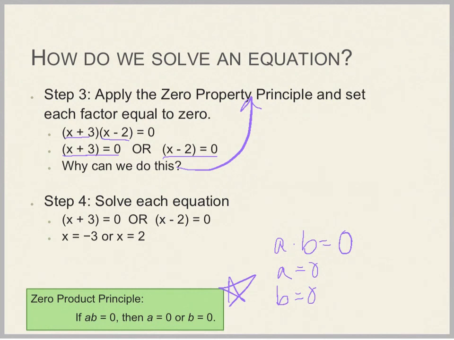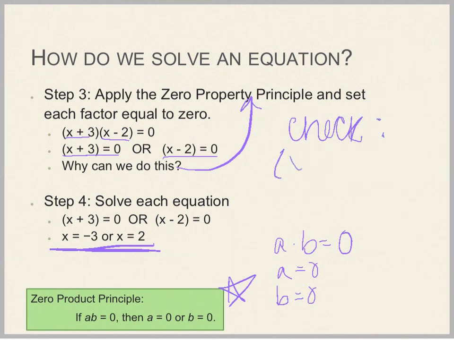Next, we will solve each of these equations. If x plus 3 equals 0 or x minus 2 equals 0, then x equals negative 3 or x equals 2. And lastly, we always want to check to see if those answers make sense.